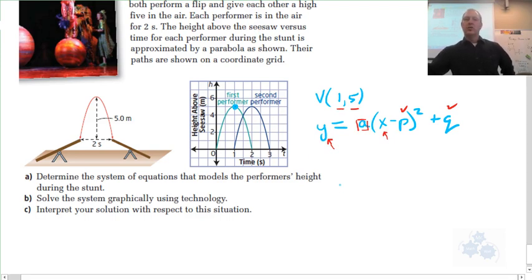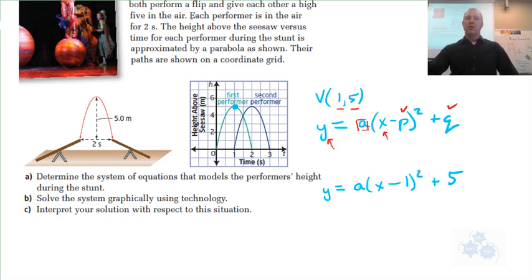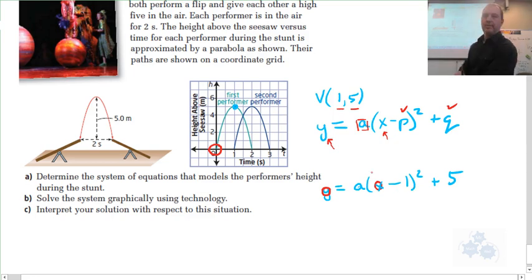So what we need to do is say, all right, y equals a times (x minus 1) squared plus 5. Okay, you know that. We're not done because we need to find out what a is, and so we're going to put in a point that we know is on this graph, like (0, 0). We're going to put 0 and 0 into this equation for x and y.